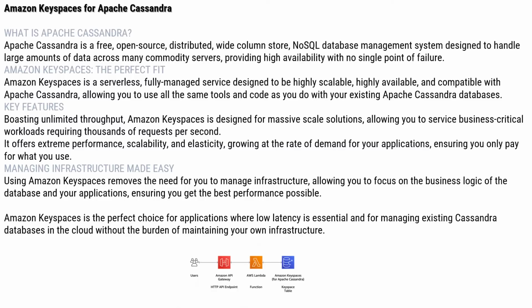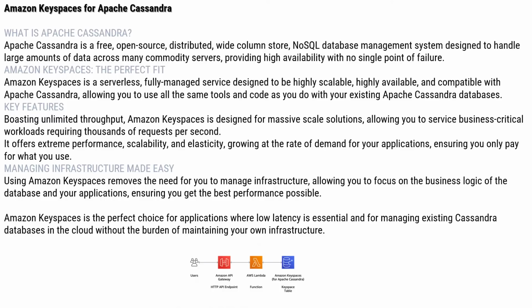Now let's welcome to the world of Amazon Keyspaces for Apache Cassandra, the ultimate solution for managing your databases in the cloud. Apache Cassandra is a free, open source, distributed wide column store NoSQL database management system designed to handle large amounts of data across many commodity servers, providing high availability with no single point of failure. Amazon Keyspaces is a serverless, fully managed service designed to be highly scalable, highly available, and compatible with Apache Cassandra, allowing you to use all the same tools and code as you do with your existing Apache Cassandra databases.